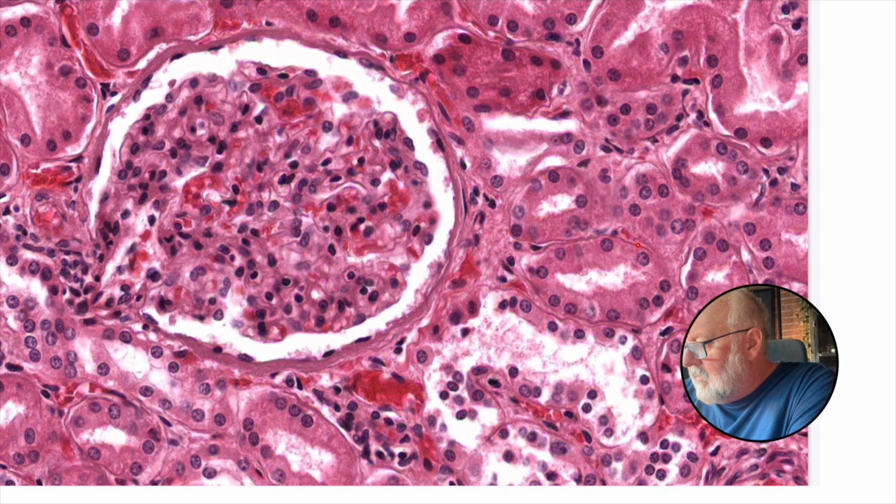And if you look here, you can see the various cells. Now they're not flattened. They're kind of about as tall as they are wide. So, and there's only one cell layer. I don't see multiple cell layers. So this would be simple cuboidal. So now we've seen two.